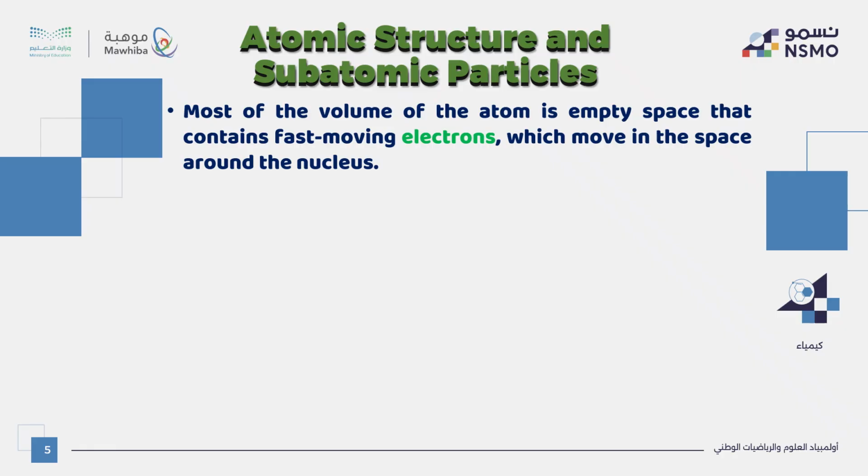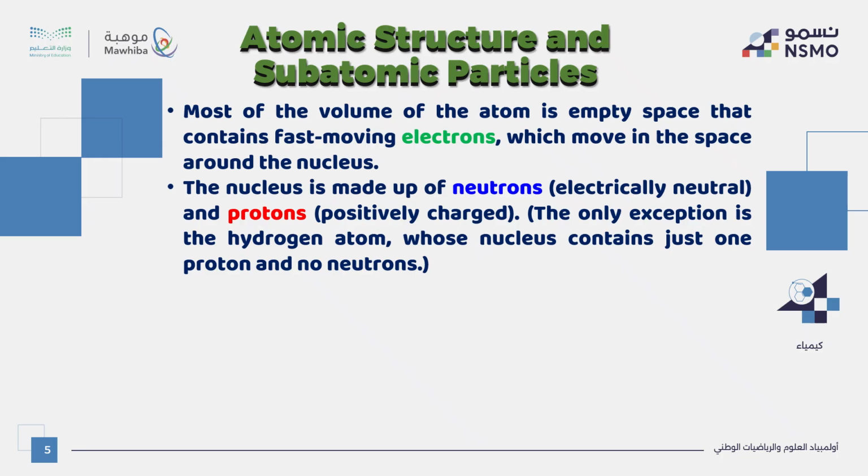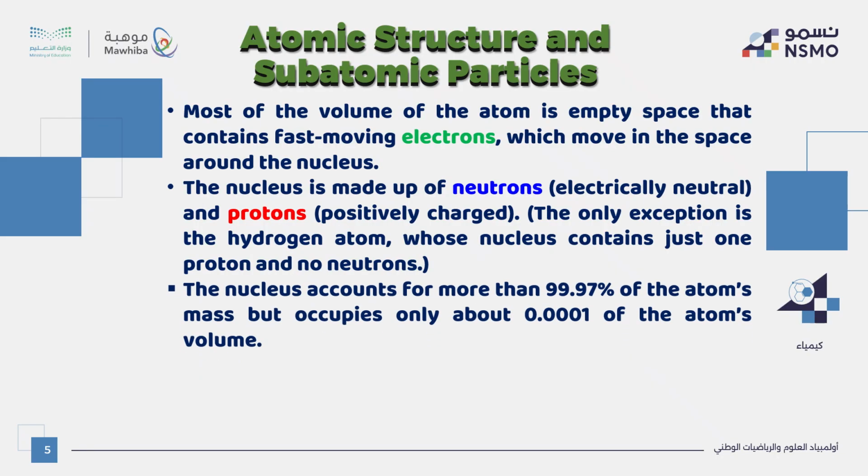Most of the volume of the atom is actually empty space, occupied by these fast-moving electrons. Protons are positively charged particles found in the nucleus, the atom's center. Neutrons are neutral particles with no charge, also in the nucleus. Electrons are negatively charged particles that zoom around the nucleus in the cloud.